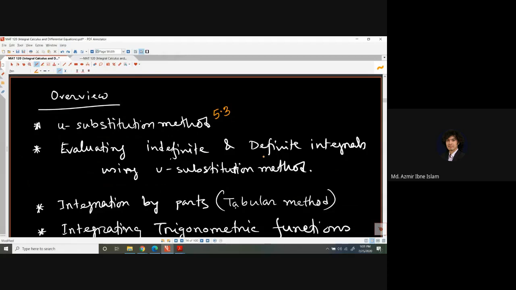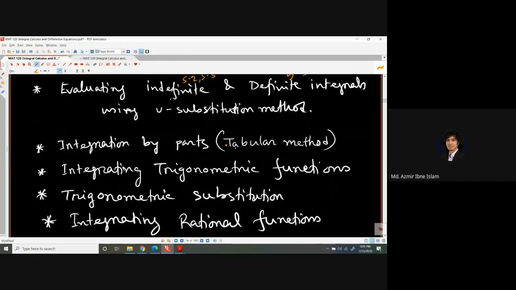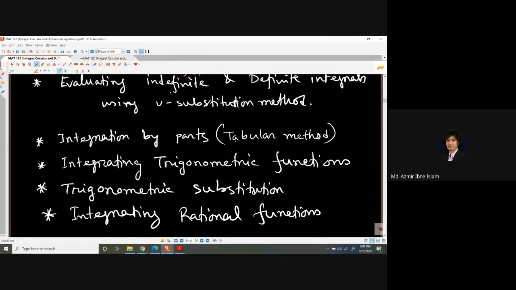Then evaluating indefinite and definite integrals can be found in section 5.9, and the indefinite integral part can also be found in 5.2 and 5.3. Is that okay? I'm just mentioning this book so that you can figure out whatever contents you have directly from your books. Then integration by parts can be found in section 7.2. Also the tabular method is there.